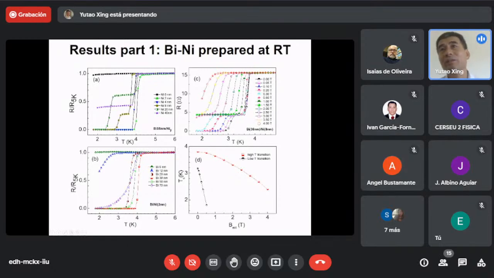And then we studied the two-step transition in an external magnetic field. We applied 0 Tesla to 4 Tesla. And then we found that the two-step transition behaves very differently in the external magnetic field. Of course, we also fixed the nickel layer here, and by changing the thickness of the bismuth layer, we also have different behavior. And this is a first indication that there may be two different phases inside the bilayer.